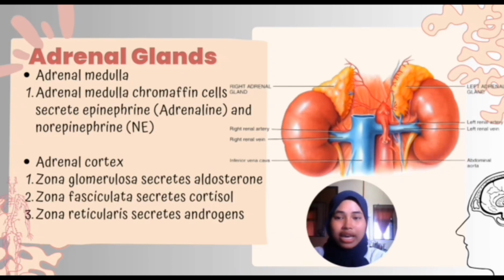The adrenal medulla has chromaffin cells that secrete epinephrine, which is the adrenaline hormone, and norepinephrine. Then, the adrenal cortex has the zona glomerulosa, zona fasciculata, and zona reticularis. Zona glomerulosa secretes aldosterone. Zona fasciculata secretes cortisol, and lastly, zona reticularis secretes androgens.